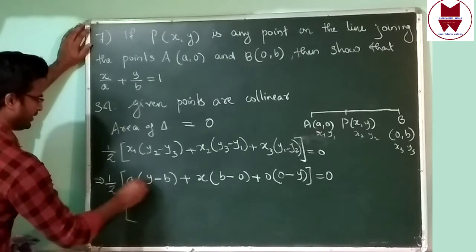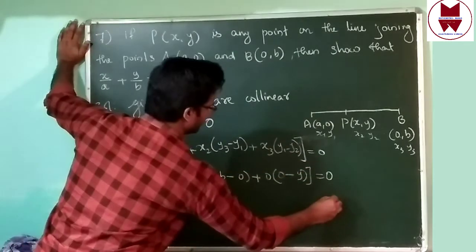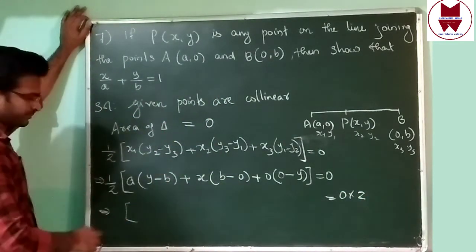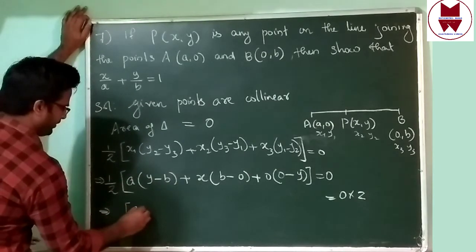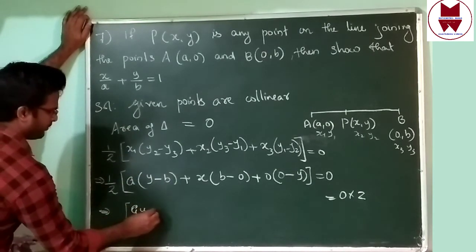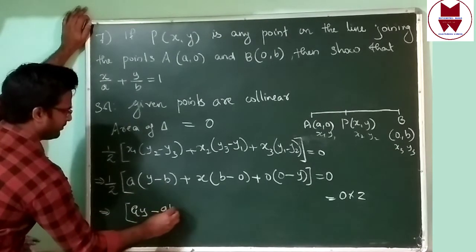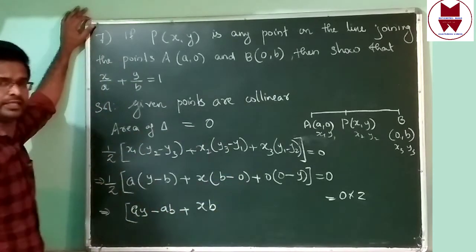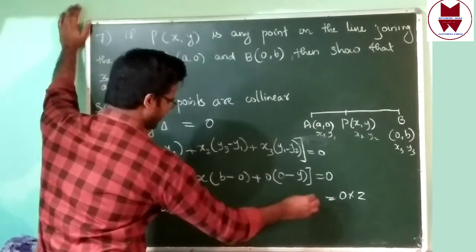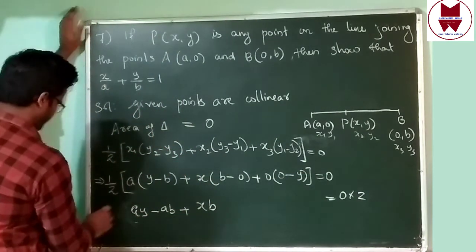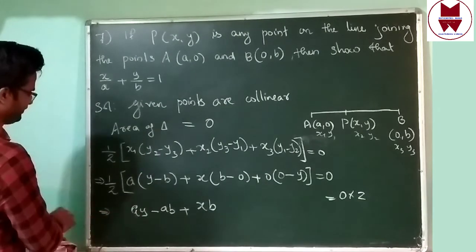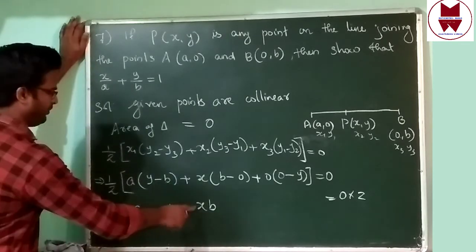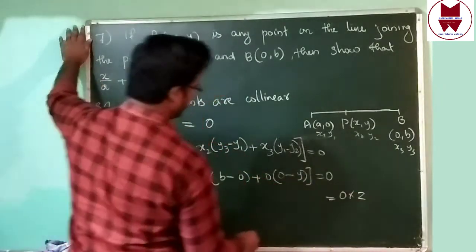Then here remove the bracket. This 1 by 2 you can bring to the right side. That will be 0 into 2, already 0 is there, so this 1 by 2 becomes 2. Then a into y, ay, minus a into b, ab, plus x into b, xb. x into 0 will be 0. Then 0 into this term will be 0. Then the remaining we will get ay minus ab plus xb equal to 0 into 2, isn't it?